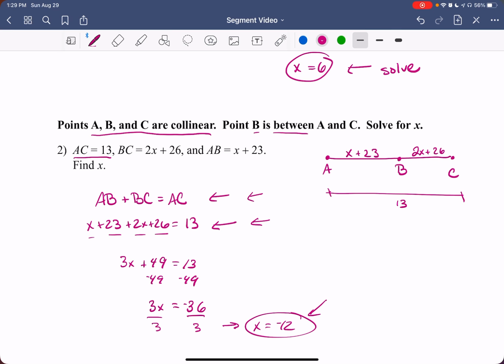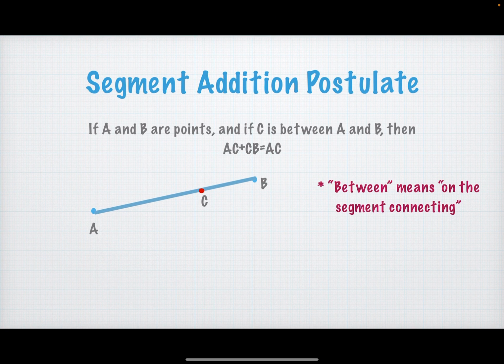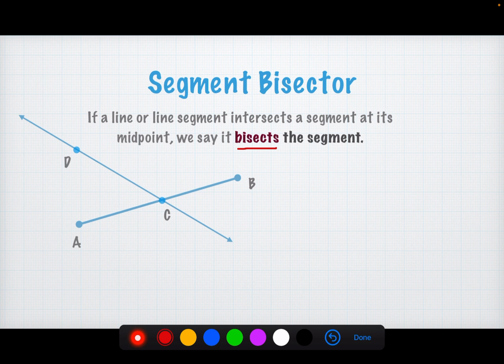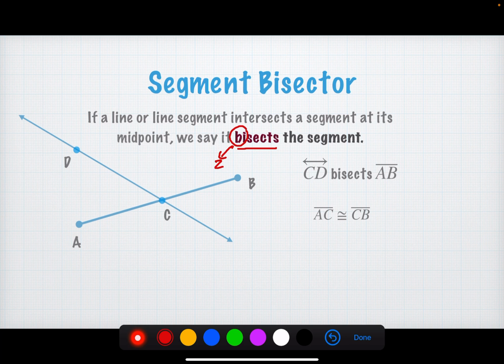I want to give you one more piece of vocabulary before we close here. Segment bisector. If a line or a line segment intersects a segment at its midpoint, remember midpoint? We say it bisects the segment. If you break that word down, you know bi means two. Sect, think like dissect, cut up, so cut in two. It bisects the segment, meaning it cuts the segment into two equal pieces. In other words, here, if our line CD bisects segment AB, that means that segment AC is congruent to segment CB. Means AC is equal to CB. Those two distances are the same.